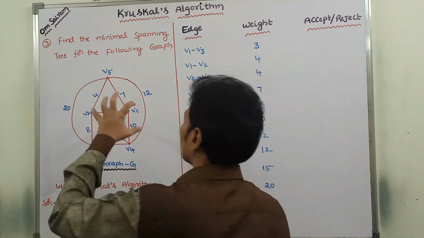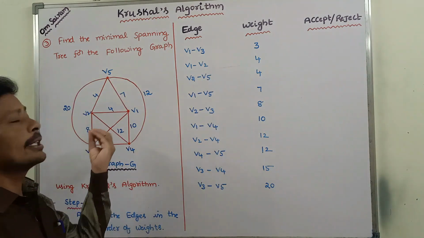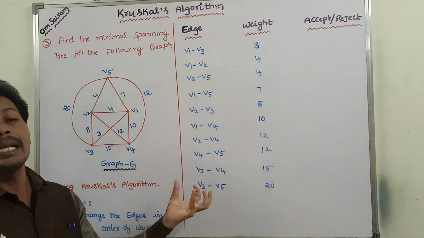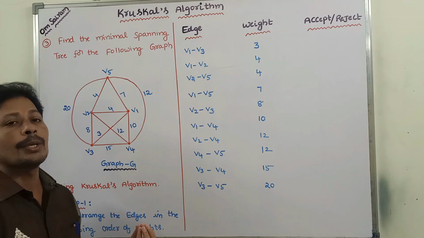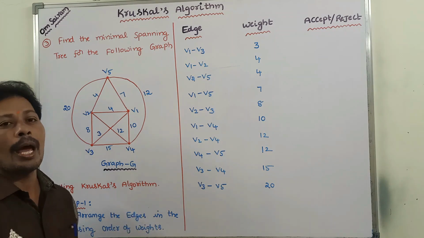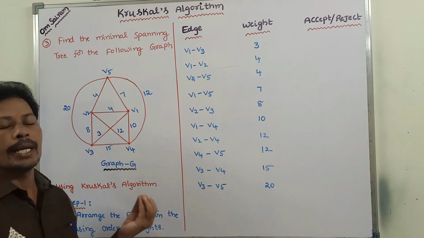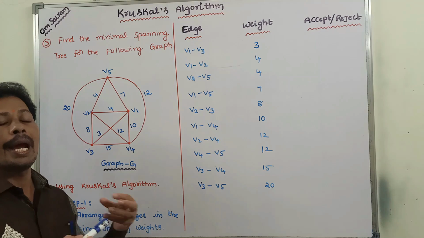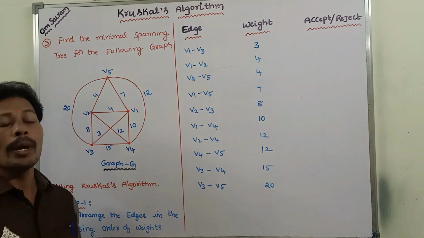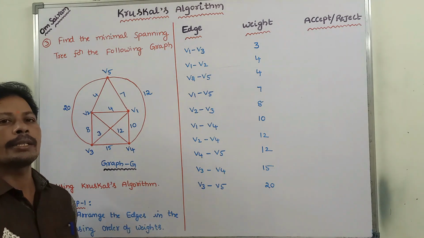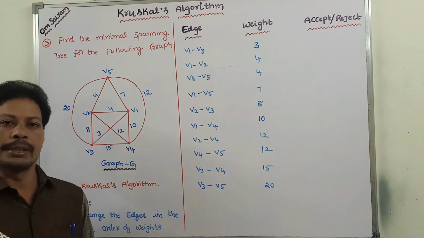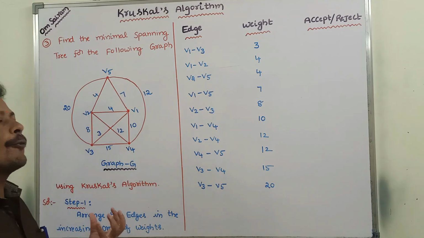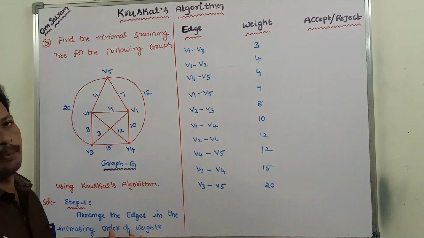Now this graph contains 5 vertices and 10 edges. Among those 10 edges, which edges we have to use in the spanning tree and which edges we have to remove, that can be shown from the second step onwards. Now we can go for the second step.